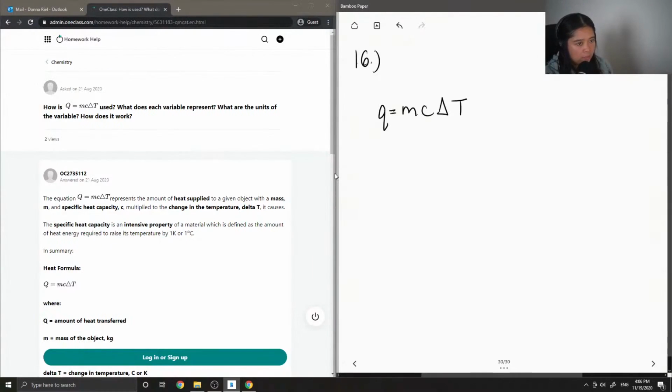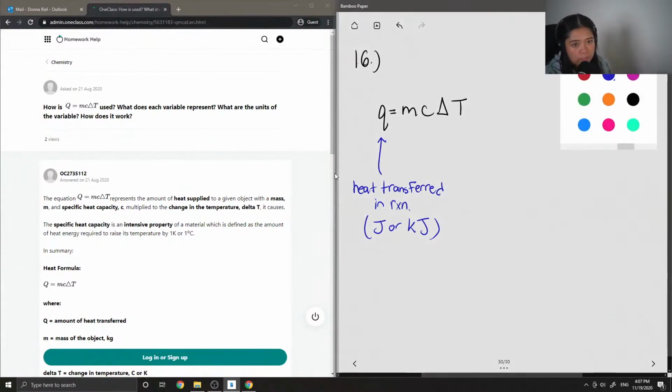Okay, so I'll break down all of the units and all the variables. So Q represents the heat transferred in the reaction. And it can have units of joules or kilojoules, and you need to convert to joules. But basically, it could be given in your question.